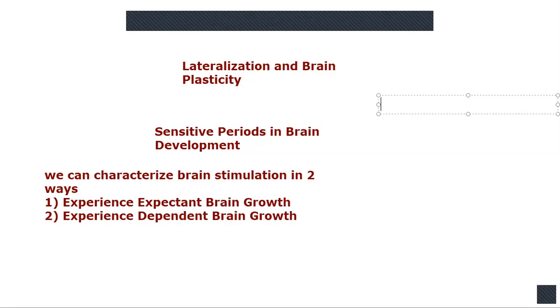Experience expectant brain growth takes place early and naturally as caregivers offer babies and preschoolers age appropriate play material and engage them in activities, whereas experience dependent brain growth is an additional learning experience that continues for a longer period of time.